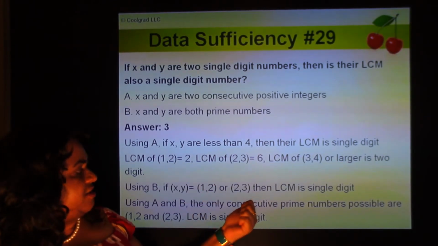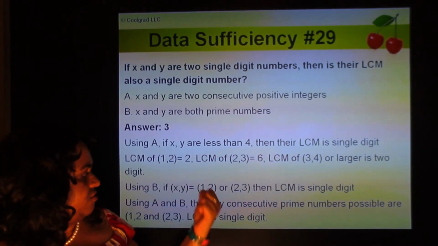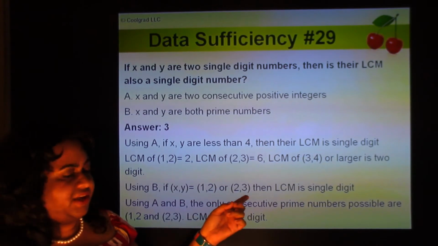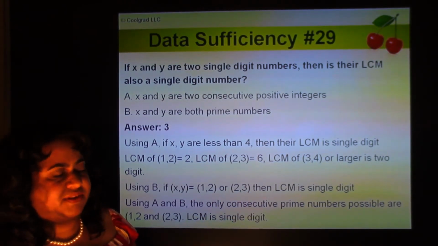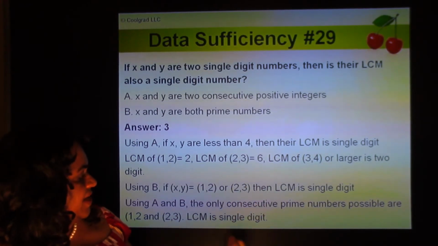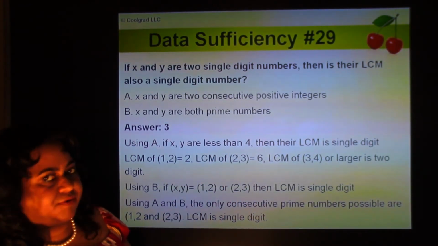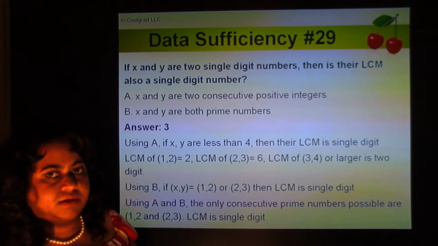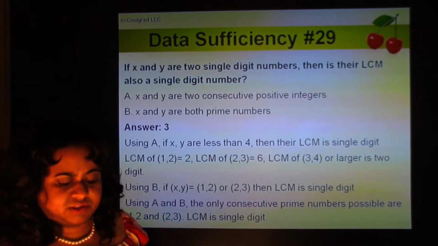So in either case, their LCM is a single digit. The LCM is 2 here, and for 2 and 3, the LCM is 6. Anyway, the LCM is a single digit number. So using both A and B, we can say that the LCM is a single digit number. So option 3. Both the statements together are enough to answer this question.